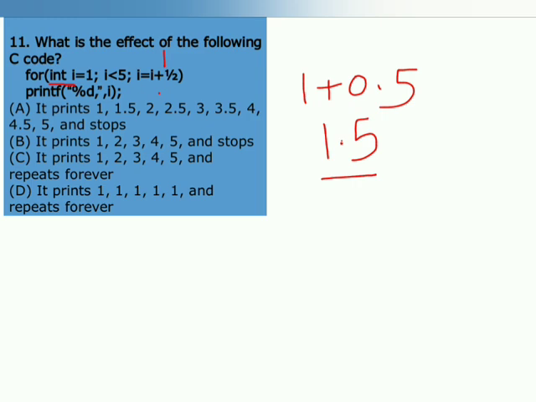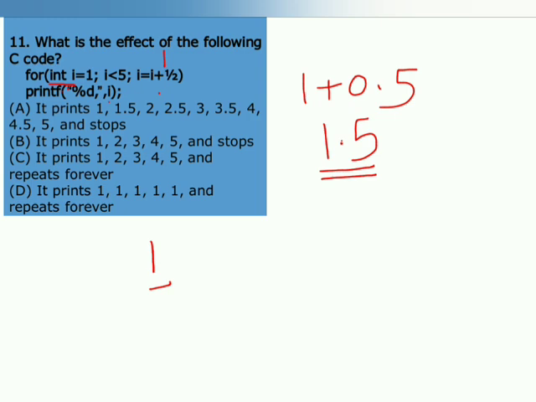So here i equals 1, less than 5. And it will print the value 1 first of all. Then it will increment the i value by 1 by 2, but the i value won't change here. It will be 1 only. So again the loop will repeat and again i equals 1, i less than 5, so i equals i plus 1 by 2, that is 1 plus 0.5, and again it will be converted to 1.